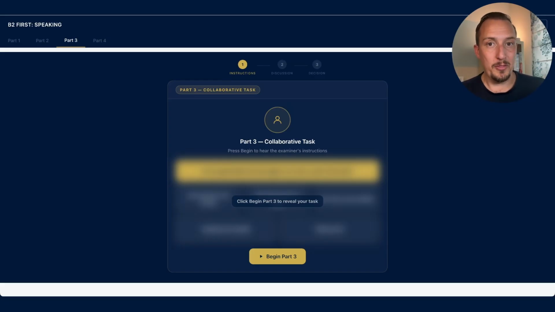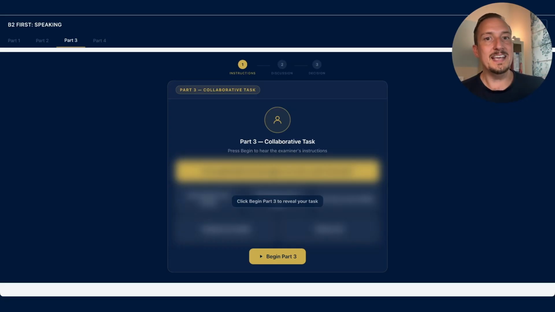So speaking part 3 is the collaborative task. This is where you will be asked to have a conversation with the other candidate. The examiner will give you a question and 5 prompts that are connected to that question. You must speak with your partner for up to 2 minutes to answer the question using those 5 prompts.